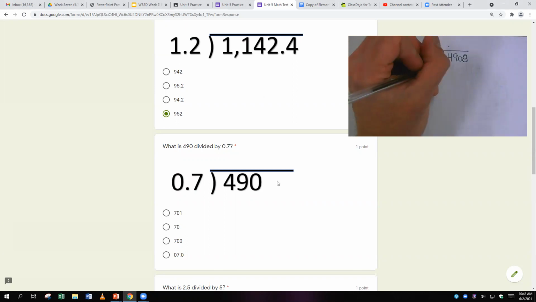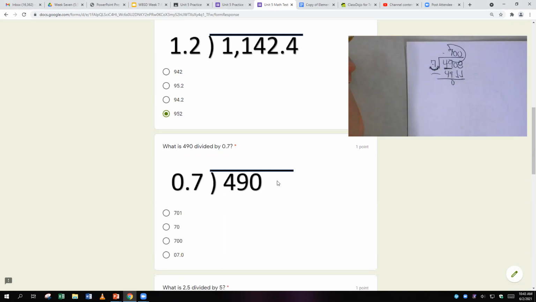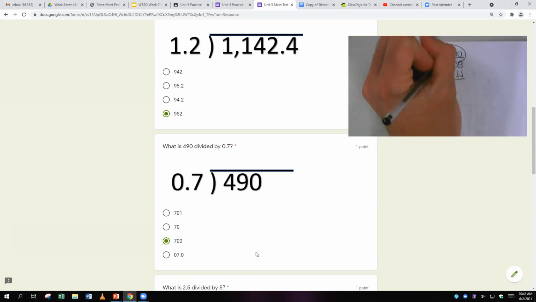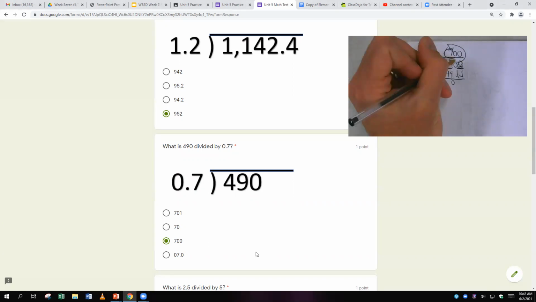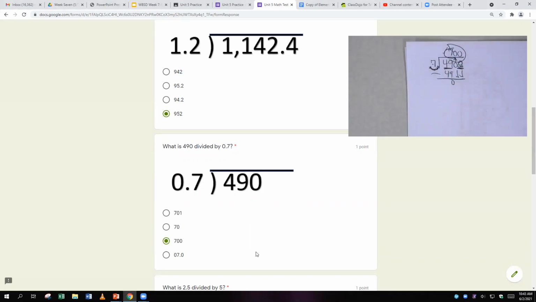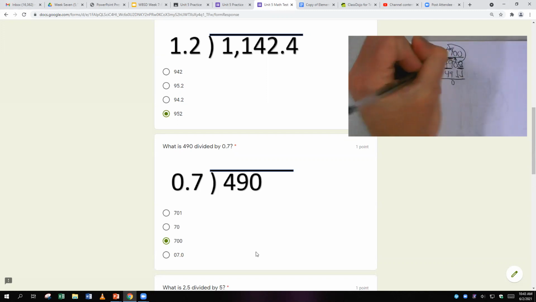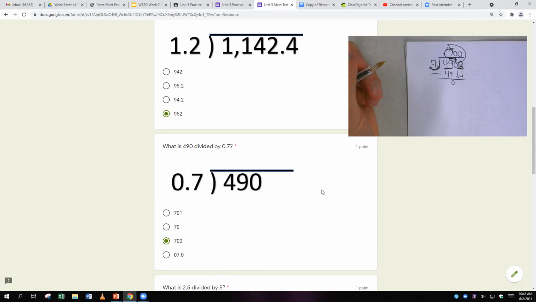How many 7s are in 4? None. How many 7s are in 49? 7 of them. What's left over? Well, nothing's left over. All we have is zeros left. So that means there's 0 here, there's 0 here. Answer 700. This one probably tricks some people because you have to add that 0. I bet I got a lot of people that just told me it was 70. But remember, this 7 is now in the hundreds place. It is not in the tens place. So it's 700.